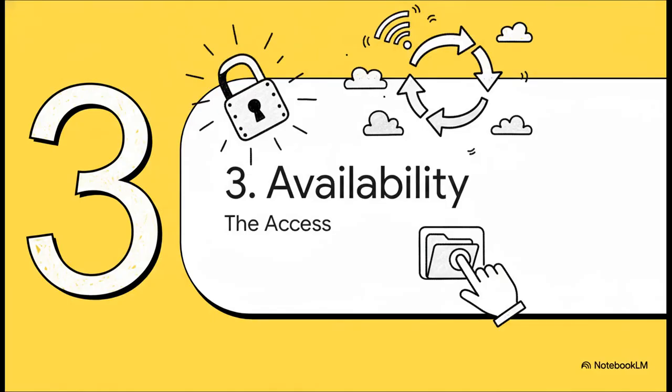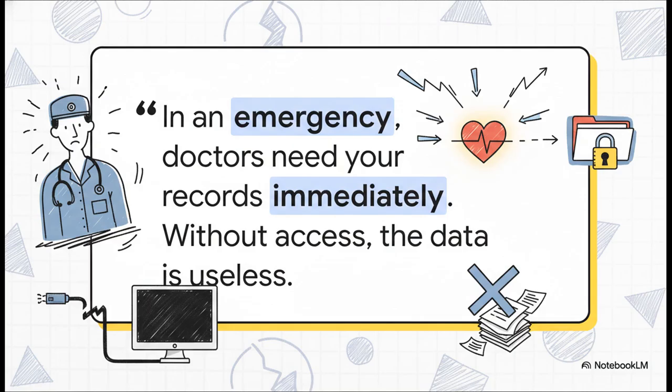Okay, so that brings us to the final piece of the puzzle, the A, availability. Because look, information that's confidential and has integrity is awesome, but it's not much use if you can't actually get to it when you need it. And wow, does this example bring it home. Picture an emergency room. A doctor needs your medical history, and they need it right now. If the system is down or the data is locked away somewhere, then even the most secure and accurate information on the planet is completely worthless in that critical moment.